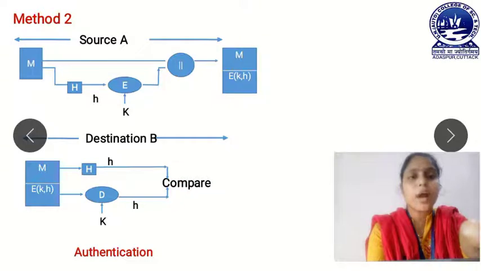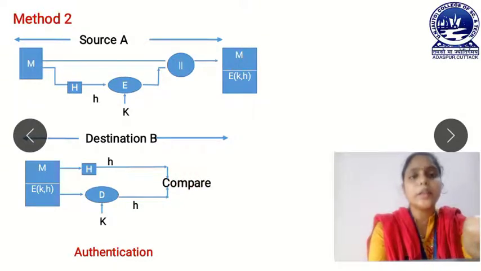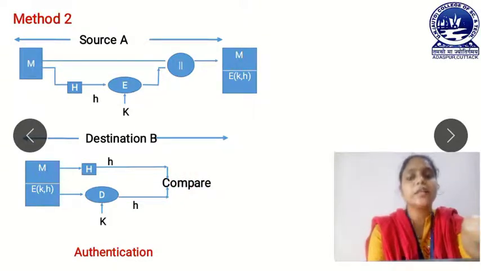If these two hash values are equal, that means the destination B is sure that there is no alteration in the message which is coming from the source A. If these two hash values are different, that means the destination B is sure that there is some alteration in the received message.